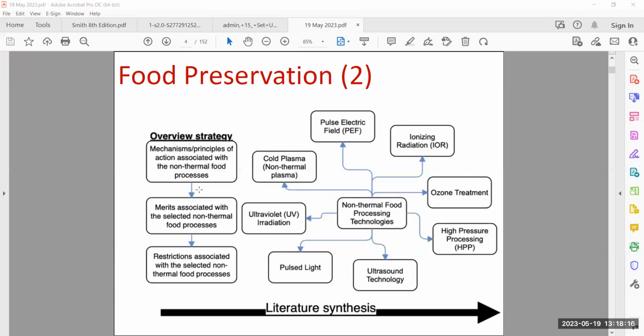Okay, and the next thing that you need to know when dealing with food preservation with non-thermal technology is the merit associated with the selected non-thermal food processors. Merit in terms of the parameters, the critical parameters, and also you need to look at the food composition. And also you need to understand the restriction associated with the selected non-thermal food processors. Only certain types of food are eligible for non-thermal preservation methods. Some are not so suitable, but you can still use it to a certain extent.